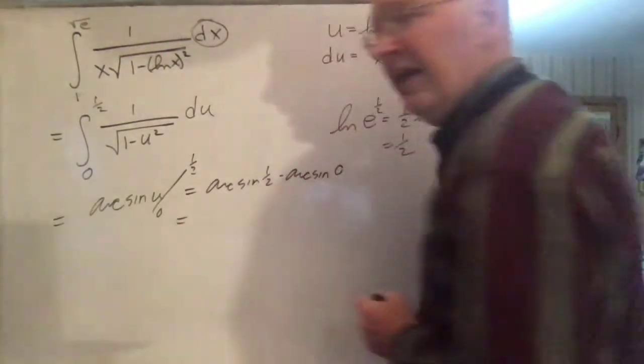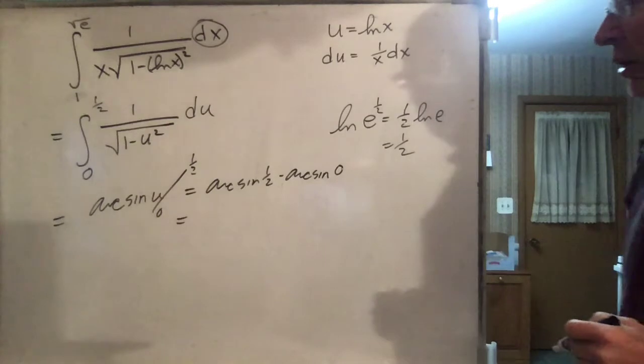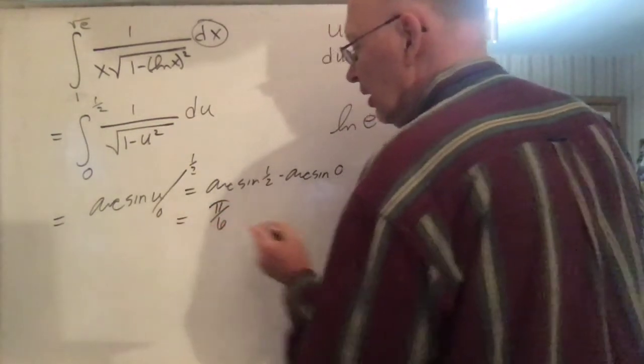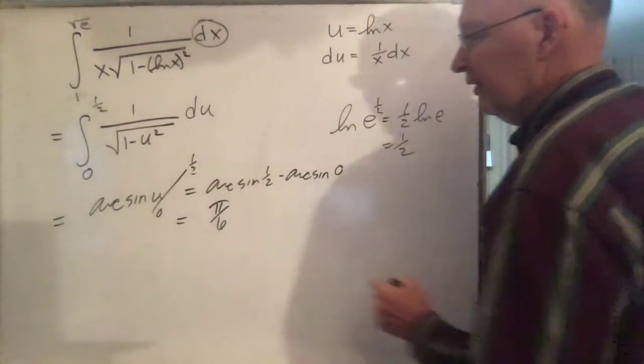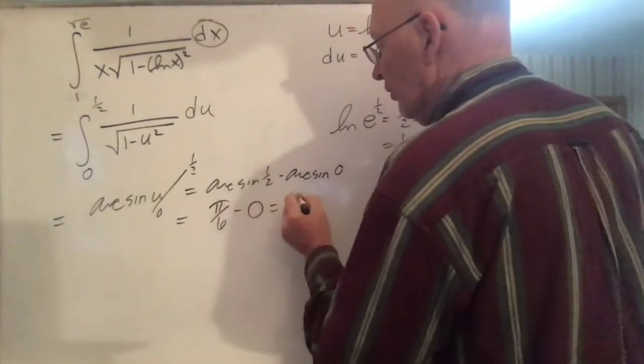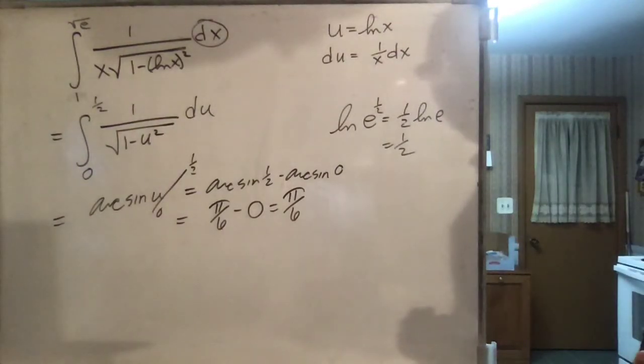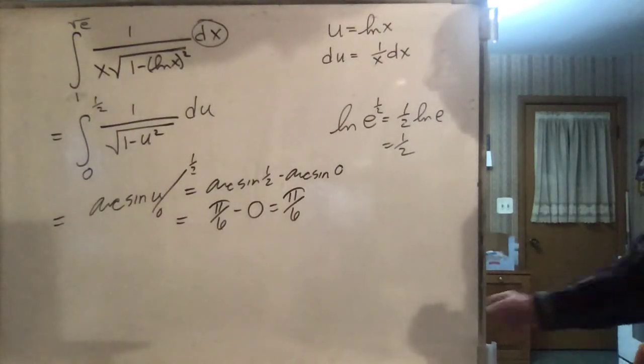Arc sine of 1/2, that means I want the angle whose sine is 1/2. That is pi over 6. What's the angle whose sine is 0? That's 0. So pi over 6. There we go. Okay, so there's that one. One of my favorites. Let's try two more.